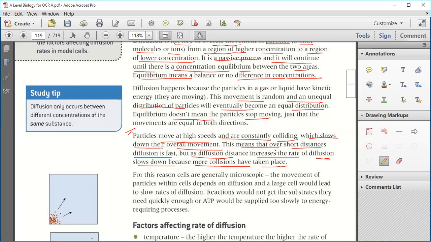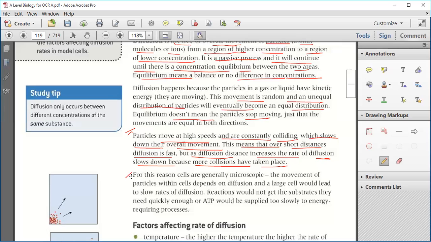As the particles move here and there, they collide with each other, and hence their speed slows down, which means that over a short distance, diffusion is fast. If a distance is very short, there will be more diffusion because there will be less collision, and less collision means less slowness of the particles. But as the diffusion distance increases, the rate of diffusion slows down, because more collision means more slowdown of the movement. Clear?